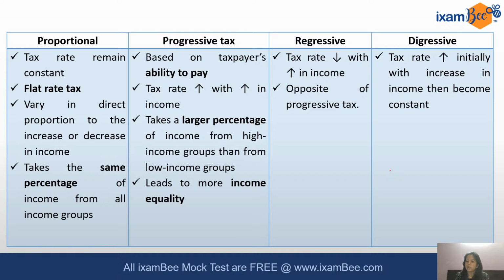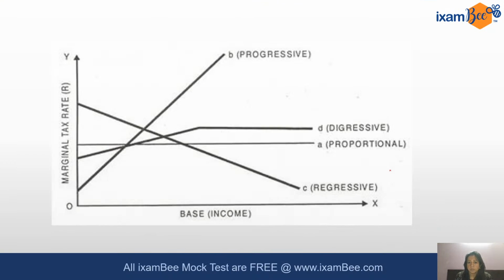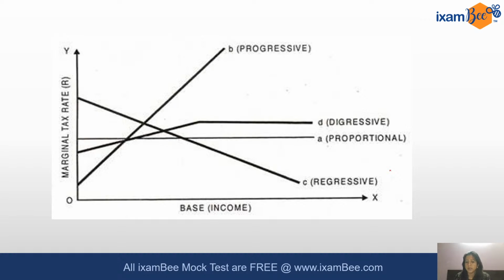Usually I was reading somewhere that indirect taxes are regressive in nature, if we see the comparison between direct and indirect taxes. Actually, this is a graph showing the progressive tax, what happens to the tax rate with the change in income. You can see that for progressive taxes, the rate is rising, and for digressive taxes, it is rising initially, then becoming a flat line. When we talk of proportional taxes, it is the same for all income groups. And for regressive taxes, with the rise in income, the tax rate is decreasing.